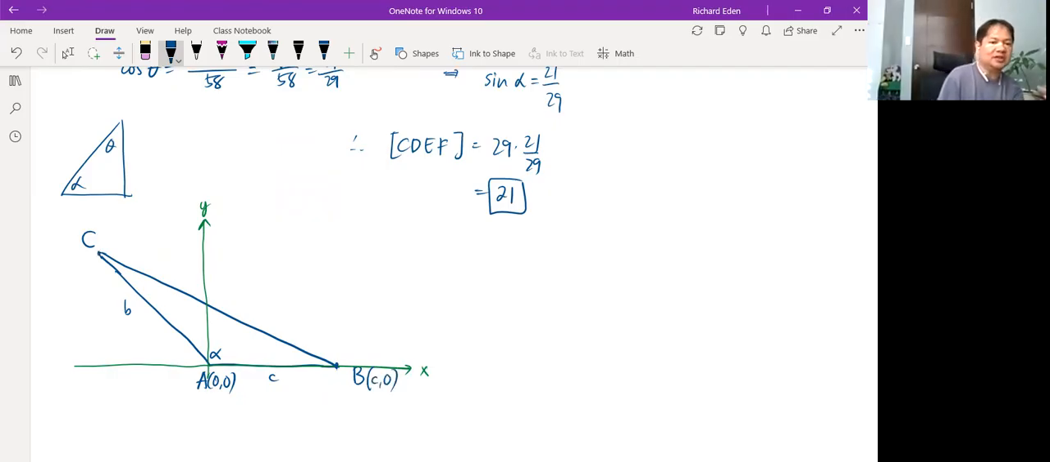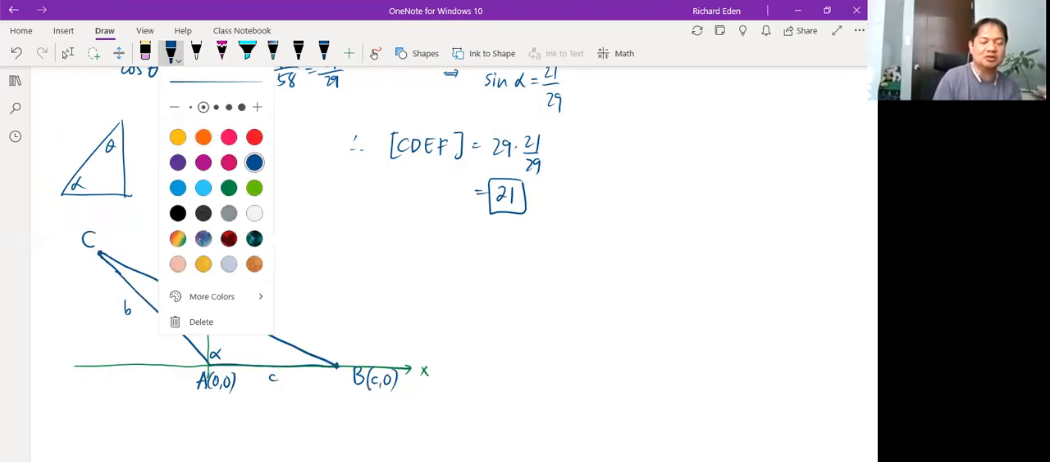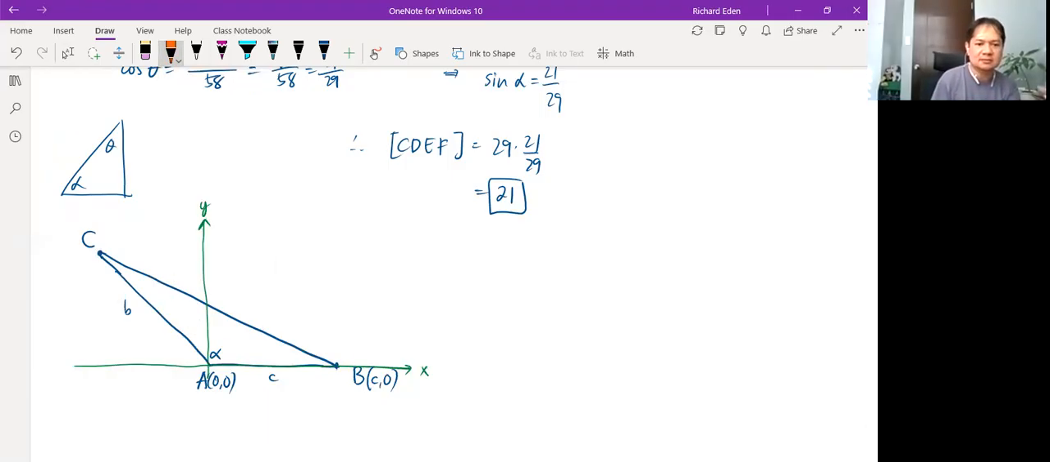Now for point C, however, it's not that simple because AC is slanted. So let's draw the unit circle. Well, to be honest, C is still findable.